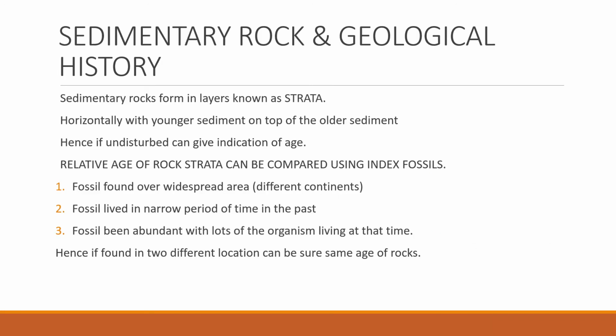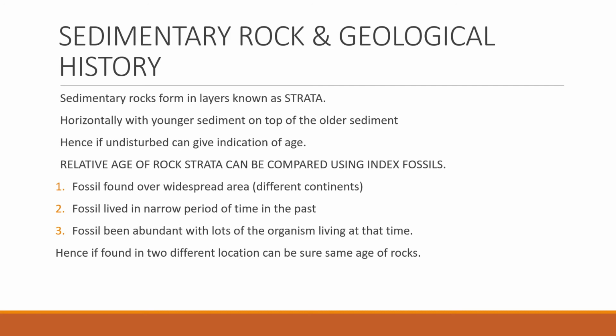Sedimentary rock and geological history. So we can actually tell the age of rocks according to the sedimentary rock in the layer, and it's called a strata. They can be horizontal with younger sediments on the top and older sediments down the bottom. Hence, if it's undisturbed, the sequence can give you the indication of the age of that layer. And there's another way a relative age of rock strata can be compared: using index fossils.